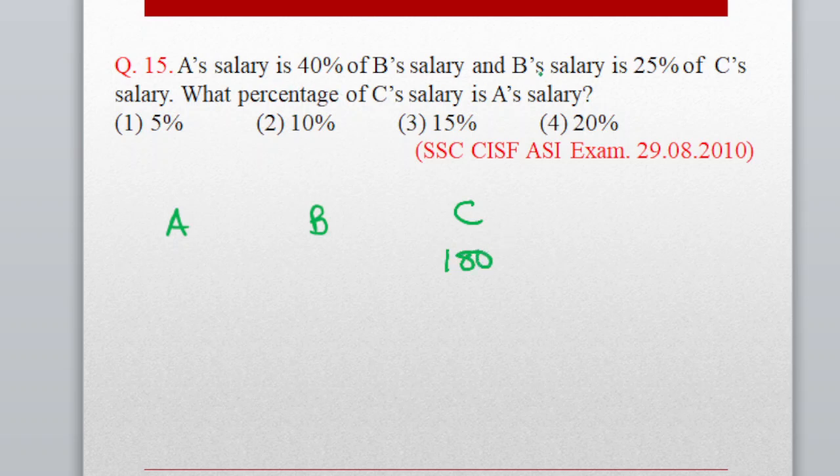B's salary is 25% of C's salary. That means here B's salary is 25, and again A's salary is 40% of B's salary. So 40% means it is 40% of 25. So 40% of 25 is 10.